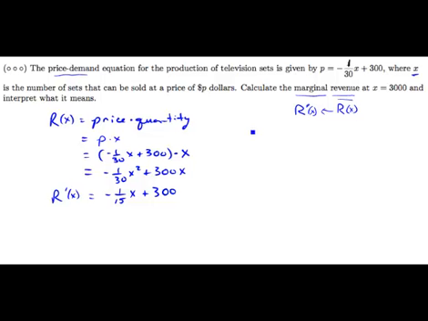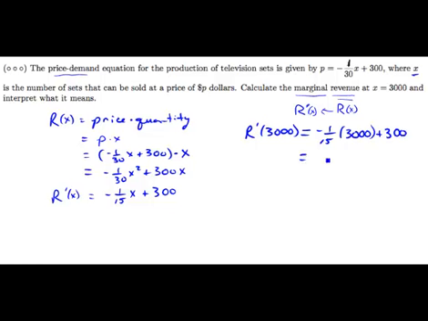Now specifically, we're looking for the marginal revenue at 3,000. So the idea is we're producing 3,000 sets, and we're looking for the marginal revenue. That value then comes from placing 3,000 into the derivative of the revenue function.